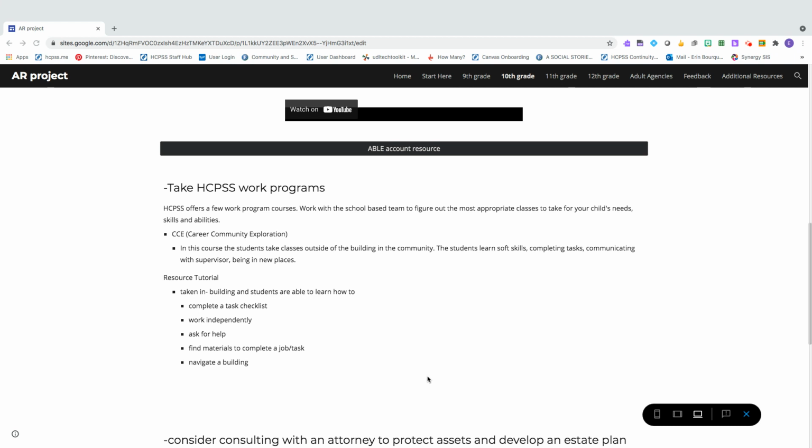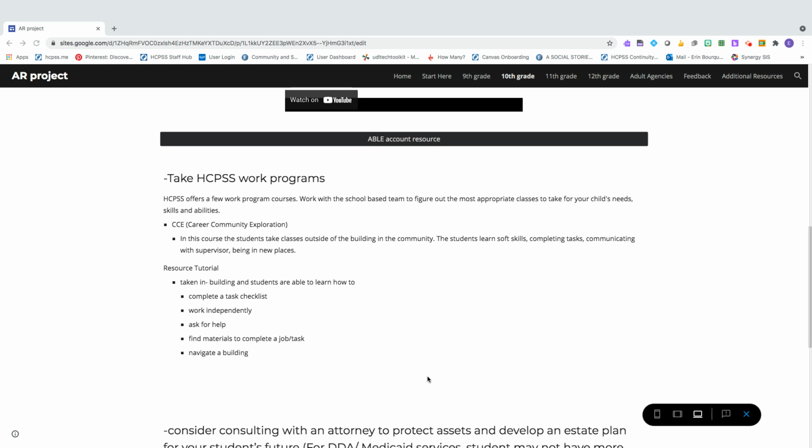and just completing a task. And then the other class would be resource tutorial. This class would be in the building, but the students would learn skills like completing a task, but it would still be on a smaller scale. Working independently, asking for help, all of those good advocacy skills we really work with our students on.